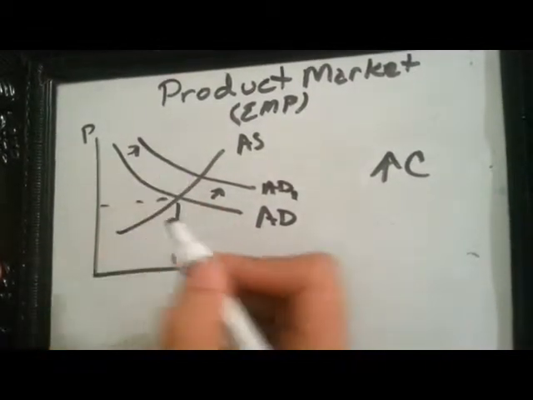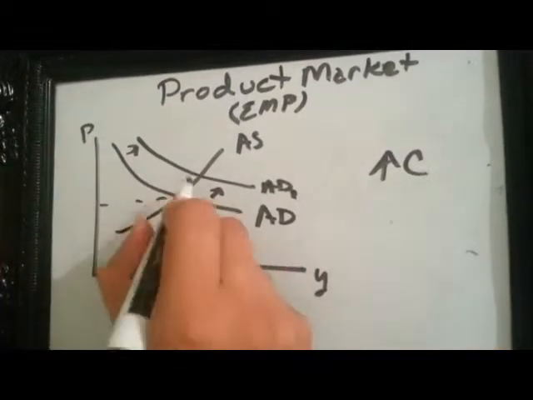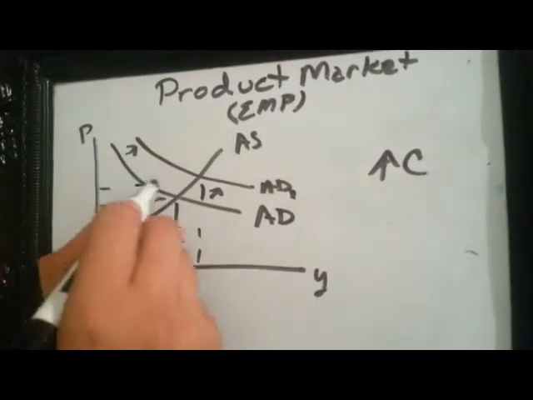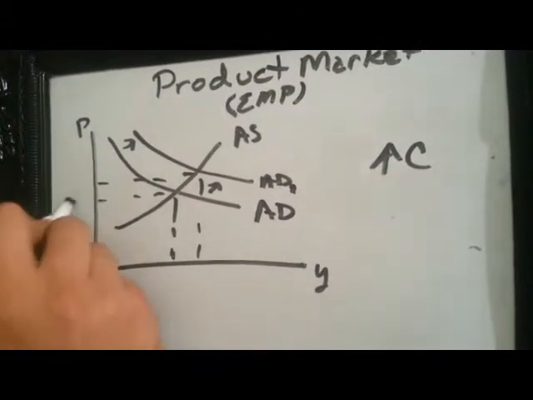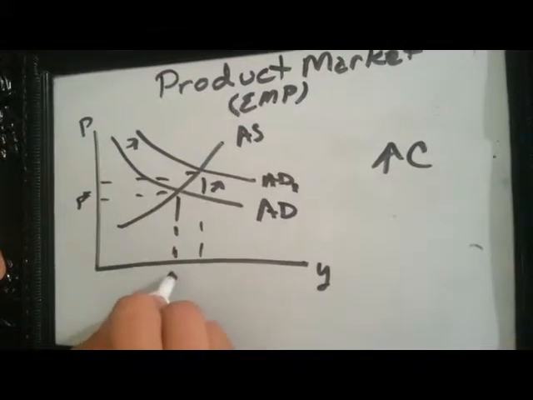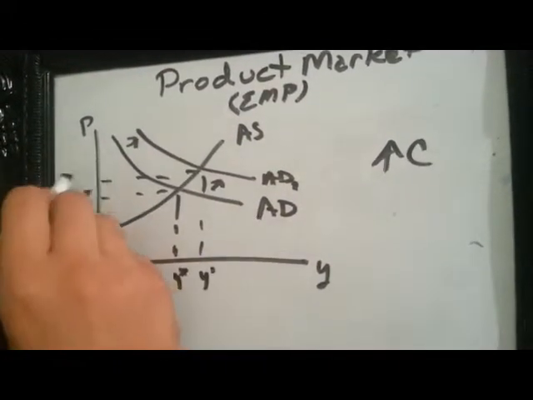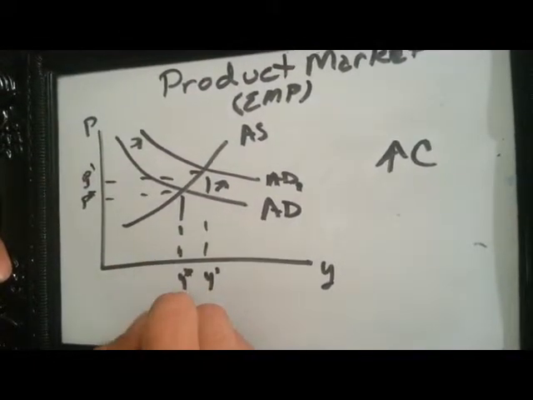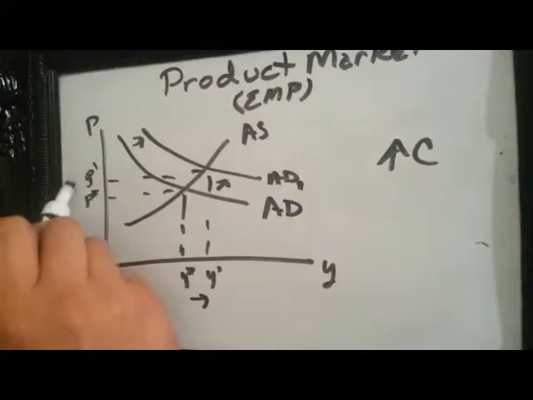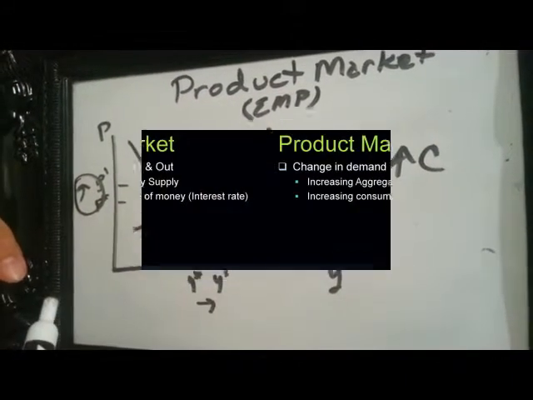However, the effect of this open market purchase is that we cause our equilibrium to shift up from this original equilibrium to this new equilibrium. As you can see, GDP increases, but our price level increases. This is known as inflation.